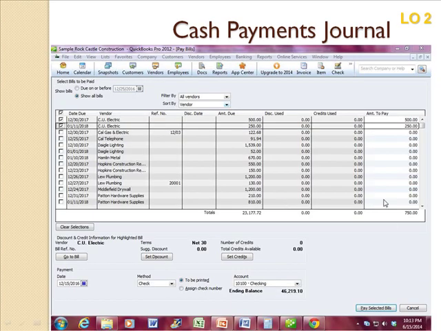One way of looking at this would be to look at the pay the bills screen within the cash payments journal. So we would select the bills that we wanted to pay, select how we're going to pay them, and then we would pay these bills. This is a total of all bills due. This is the total of bills that we've selected to pay. This would apply to the cash payments journal.